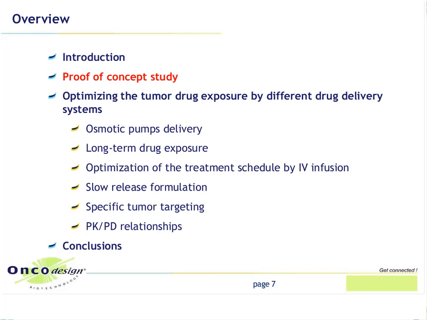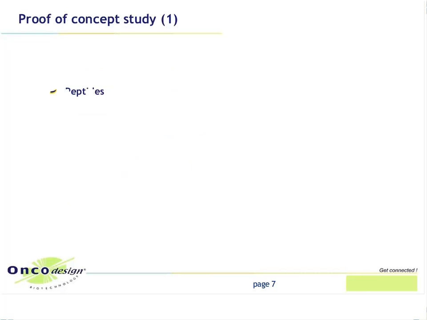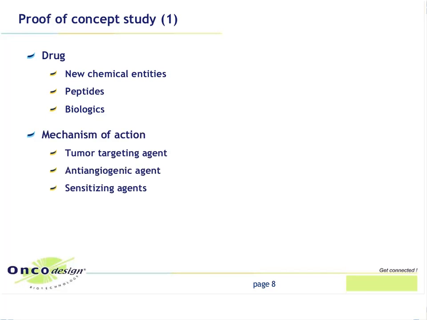The main point for the proof of concept study comes first from the drug. Here we speak about new chemical entities. The molecular weight is quite low. It could be a peptide, a small agonist or antagonist to a receptor, but also biologics such as a nucleic acid or antibody. For sure, the design depends also on the mechanism of action of the drug.